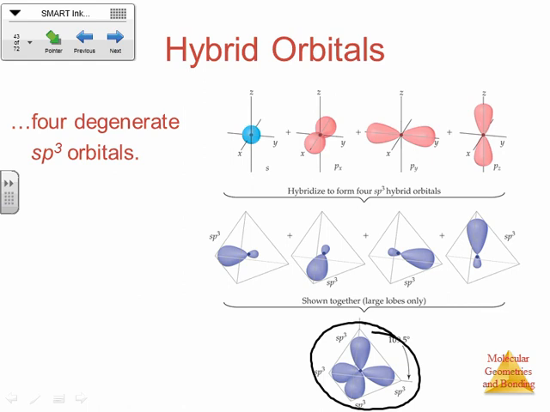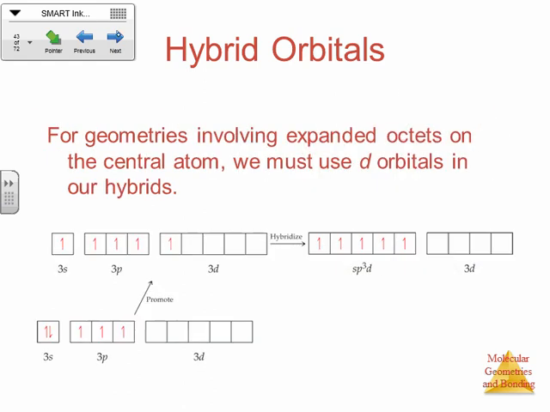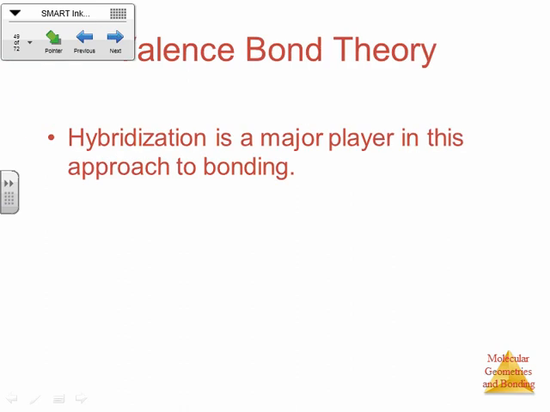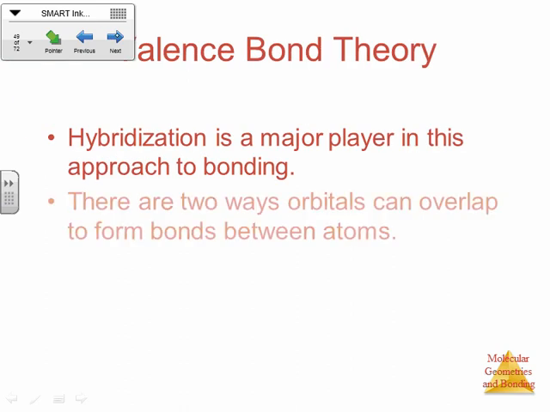I was referring you to figure 9 point. Okay, so now we're into multiple bonds. This is where you do actually need to understand this. So the hybridization stuff, you can kind of forget about that. There are two ways orbitals can overlap to form bonds. One is a sigma bond and one is a pi bond. Now this you do need to know.